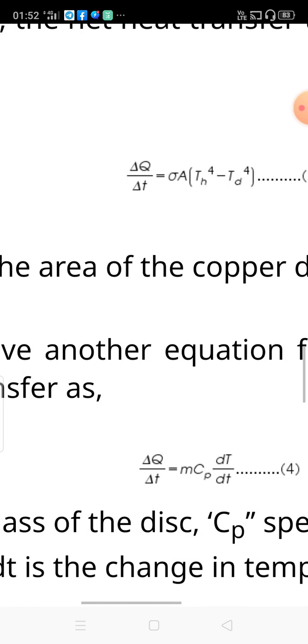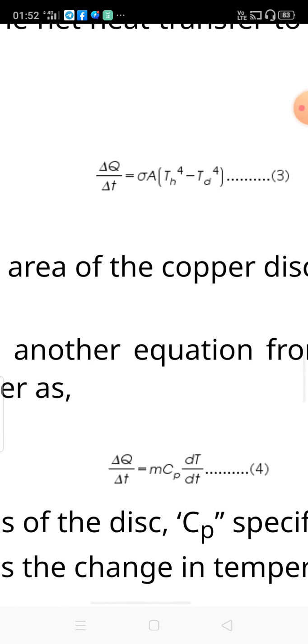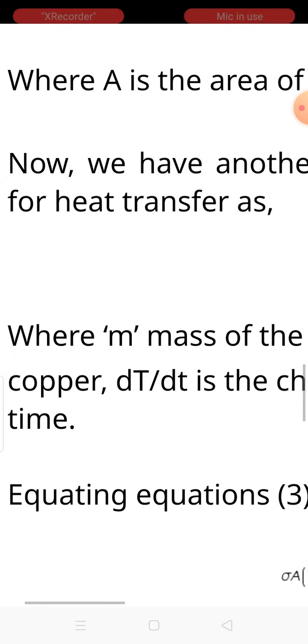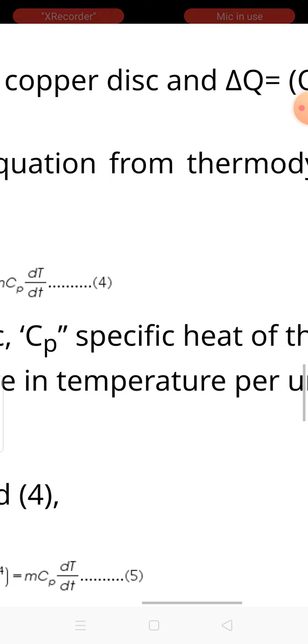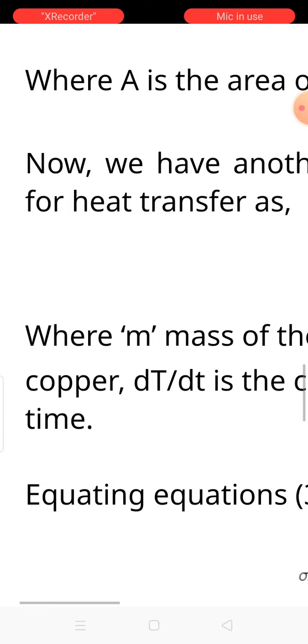Now we have another equation from thermodynamics for heat transfer. You have already seen in the simulator software that values and the radius are provided. So that equation you will generate by finding the area and using the radius that was constant. Now dQ/dt is equal to mCp dT/dt, where m is the mass of the disc and Cp is the specific heat of the copper, that is, the specific heat capacity at constant pressure.